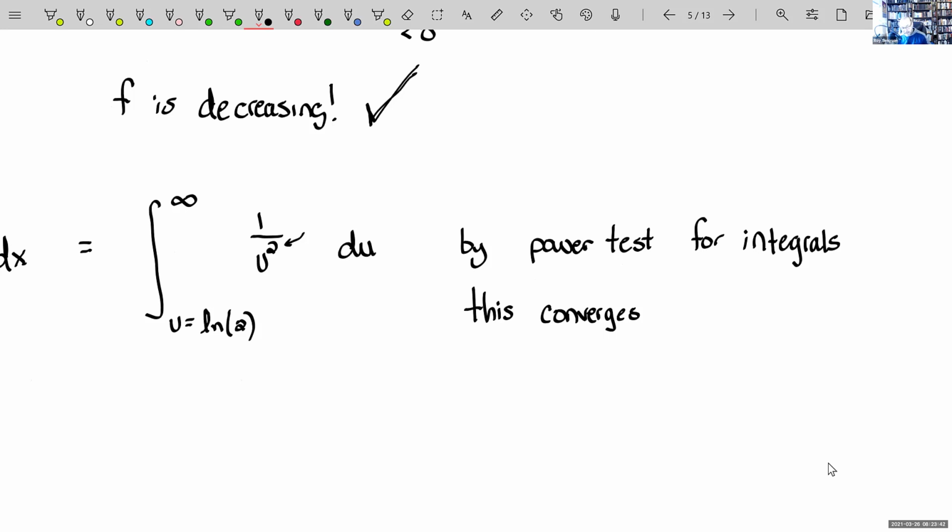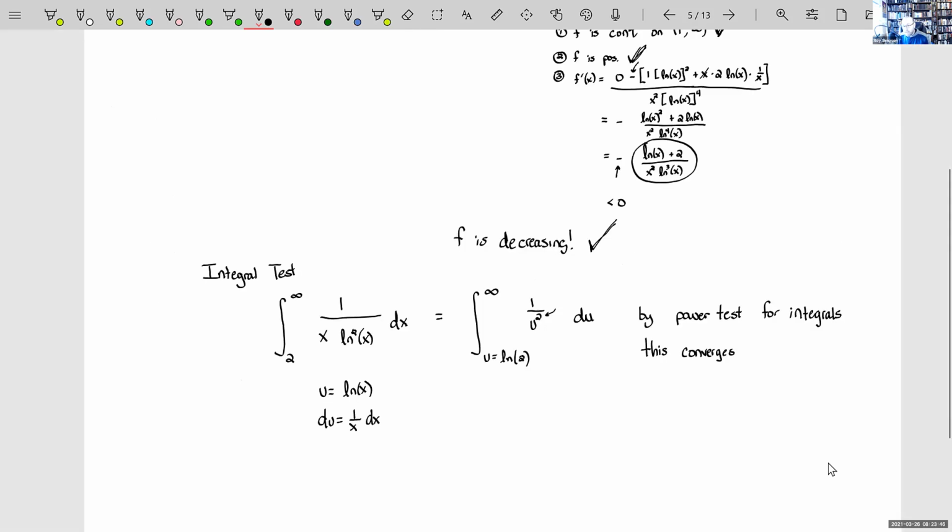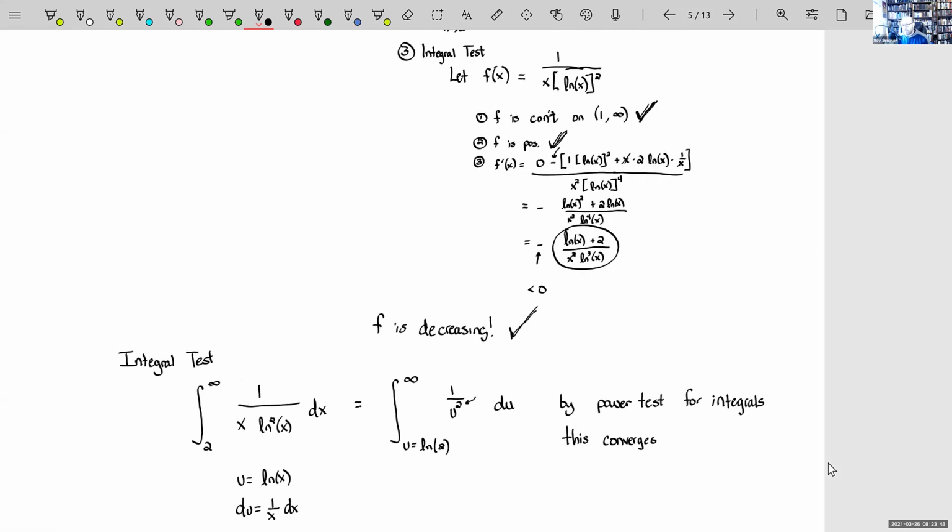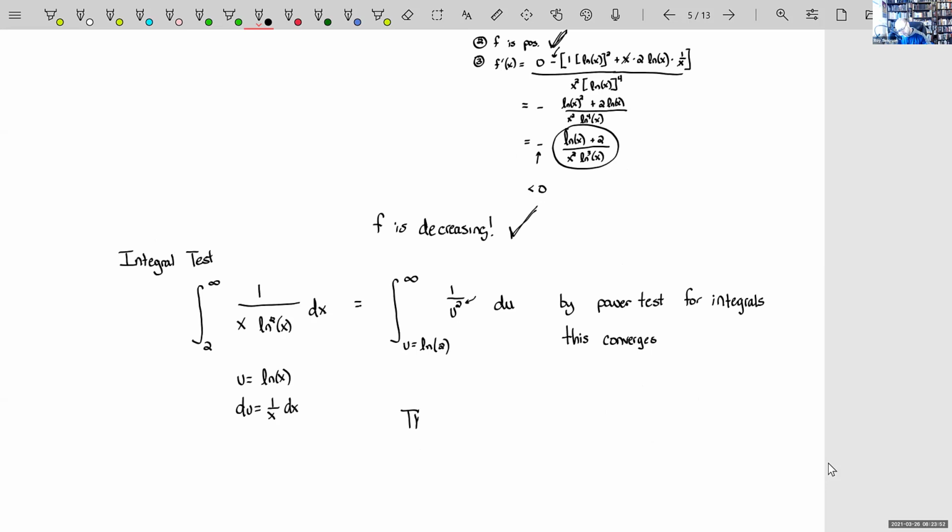So because that converges, and because we get to use the integral test, if the improper integral converges, then the series converges. So thus, the series from n equals 2 to infinity of 1 over n natural log squared of n converges by the integral test.